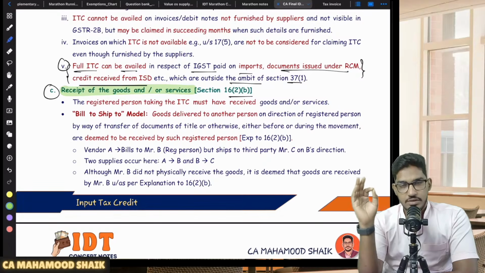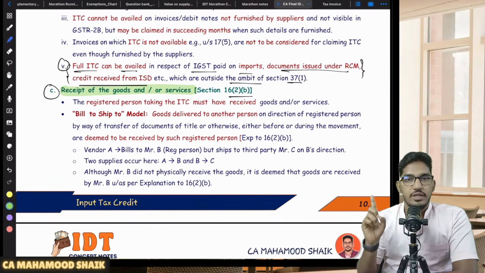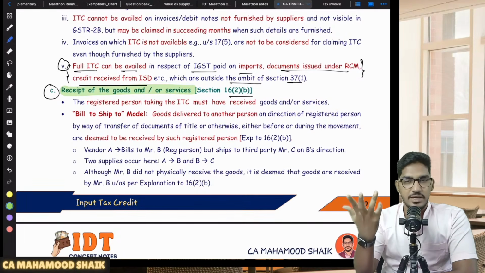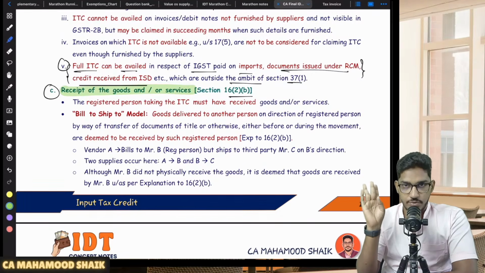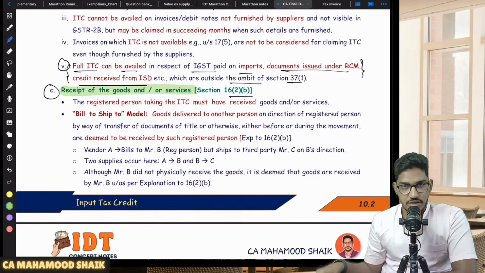If you have not received the goods or services, sir, I have the invoice, I made the payment also, the amount is reflected in my GSTR-2B also, but I did not receive the goods, I did not receive the services, can I still claim the ITC? No, you can't claim the input tax credit. In order to avail the input tax credit, the goods must have been received, services must have been received. Sir, I got the invoice, I made the payment, the supplier has filed his GSTR-1 also, but the goods are not yet delivered to me. You have to wait till the goods are delivered to you in order to claim the input tax credit, because that is an essential condition. Same thing will happen in the case of services also.